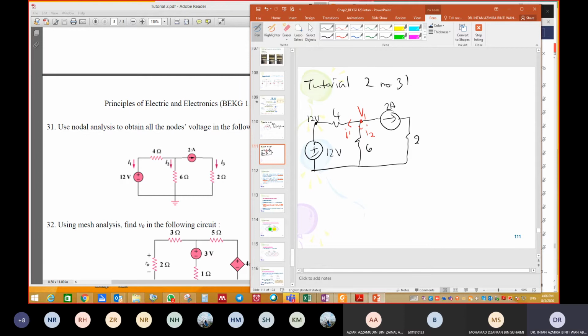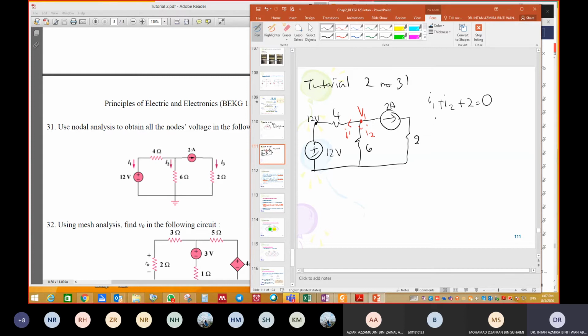Because we know that V1 here is equal to V of 6. Okay, so 12 here is equal to 12 here. V of 6 is equal to V1. Okay, so the equation is only I1 plus I2 plus 2 equal to 0.